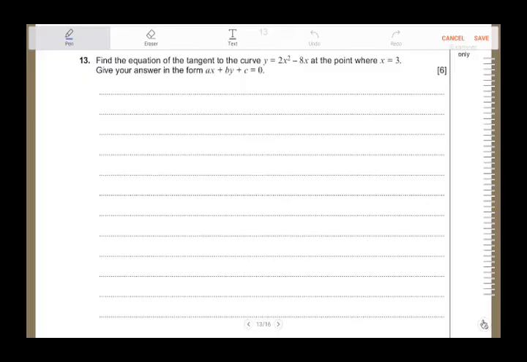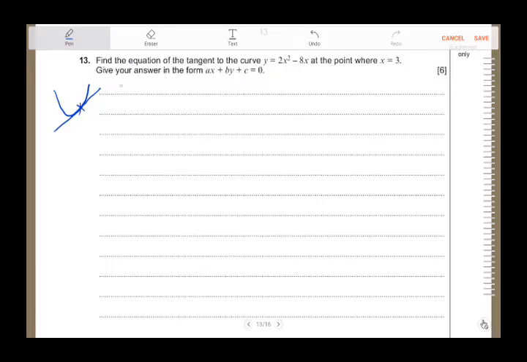So the first thing we need to remember is that the gradient of the tangent is the same as the gradient of the curve at the point of contact. So what we need to do first is find the gradient of this curve at the point of contact with the tangent. If I just draw a little sketch on the side, so if we have the curve here, and the tangent is touching there, so here's my tangent, then the gradient of the tangent at that point is the same as the gradient of the curve.